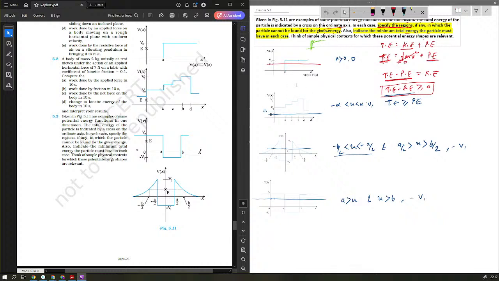So in the first shape we have zero potential energy till x equals a, and then a rise in the energy at x equals a to a magnitude of V naught, and then the potential energy is constant. On the ordinate axis we have been given the total energy of the particle, marked with a cross sign, and it is negative. So in this case we see that the body can't have potential energy greater than the total energy.